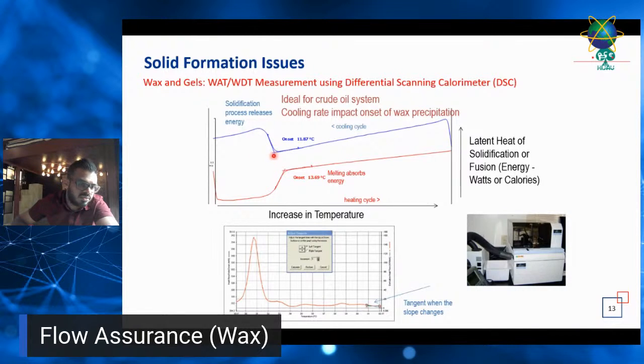So this here will be your WAT, and at this temperature we can obtain two data from here: the WAT and also the wax disappearance temperature, as you heat it up again. This is your onset of your WDT, wax disappearance temperature. So your WAT is 11.87 and your WDT is about 13.69 here.